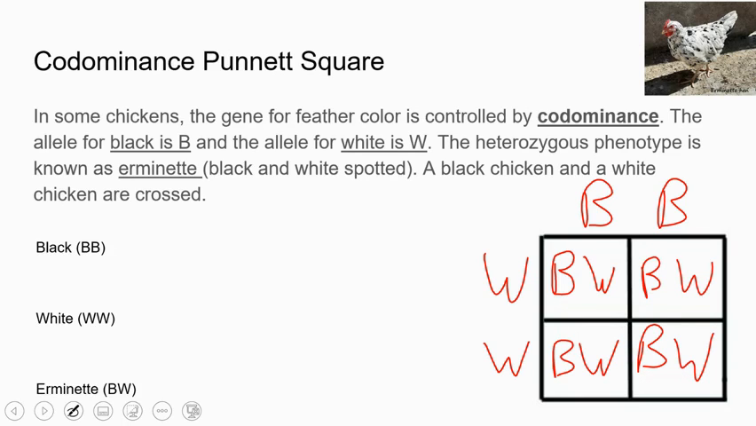Okay, so we can see that every single one is BW. And since this is codominance, they're both going to be expressed. So we will have 100% black and white spotted birds. All right, I'm going to move on to some practice problems.